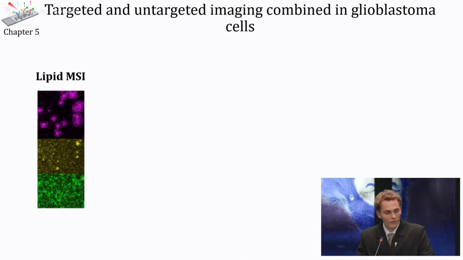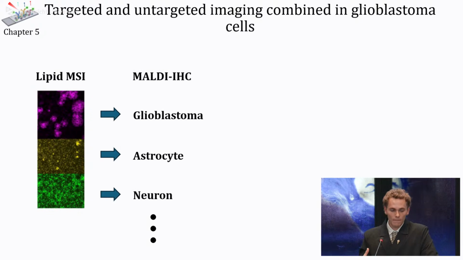Now, moving to chapter 5 is when I wanted to look at the glioblastoma cells in sort of a co-culture fashion, where I combined targeted and untargeted imaging together. So first, I wanted to do lipid MSI of the cells, so look at the lipids that are present within the single cells. Then I wanted to do an imaging with MALDI-IHC to target the different cell types within the co-culture.